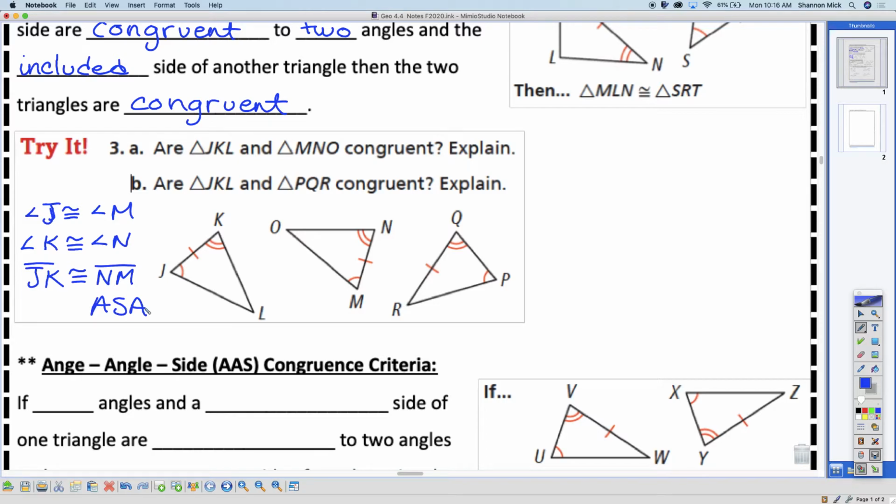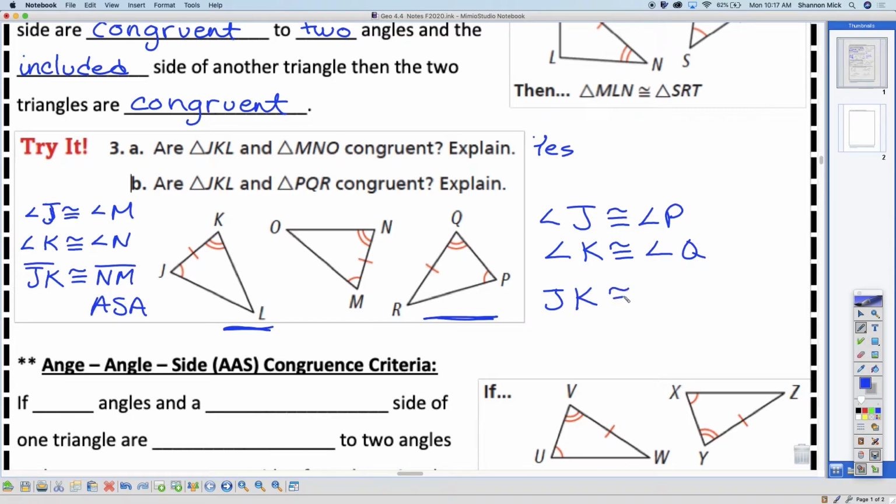So this is a yes. What about this one and this one? No. Okay, so let's see. So J is congruent to what? And then K is congruent to? And JK is congruent to what? RQ, sorry. RQ, or QR it should be, shouldn't it? Should be putting those in alphabetical order.